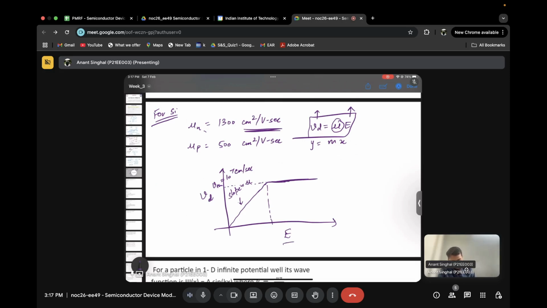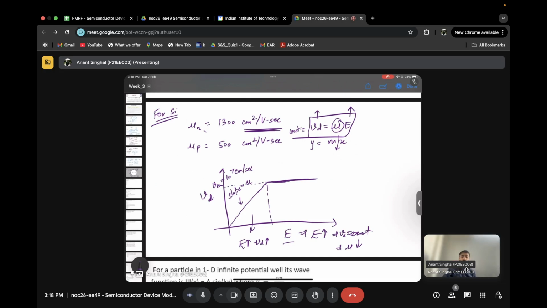So in this region, as you increase the electric field, your VD will increase. But in this region, as you increase the electric field, your VD is constant. That basically means your mobility is decreasing, right? Because this should decrease and this should increase, then only this will become constant.